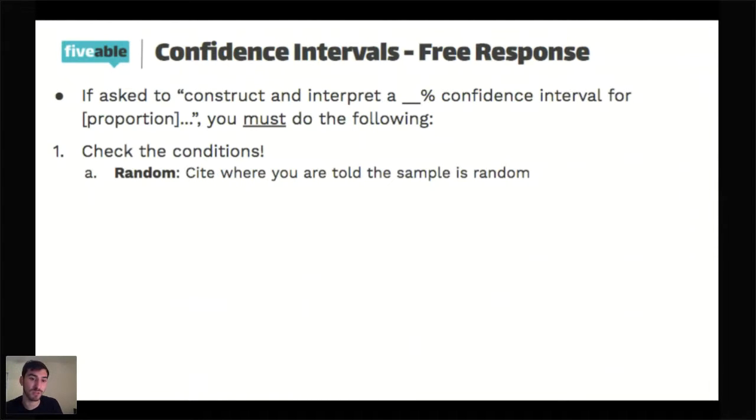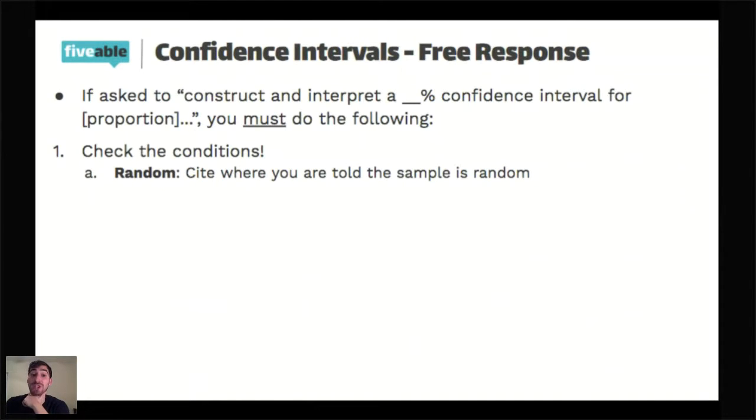So not just randomly selected, but independently randomly selected. Okay, and then there's a second condition. And before I reveal it, folks who are here looking for a review, what is that second condition that you have to cite? So not just that the samples are random, but something else about those samples has to be true. Remember, we're specifically normal or 10%.